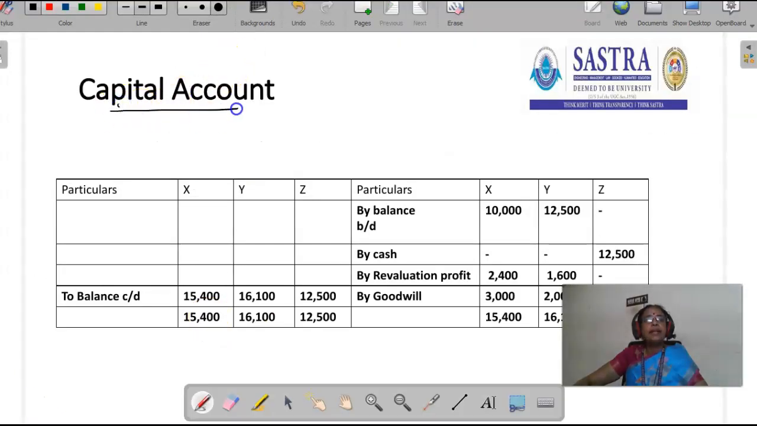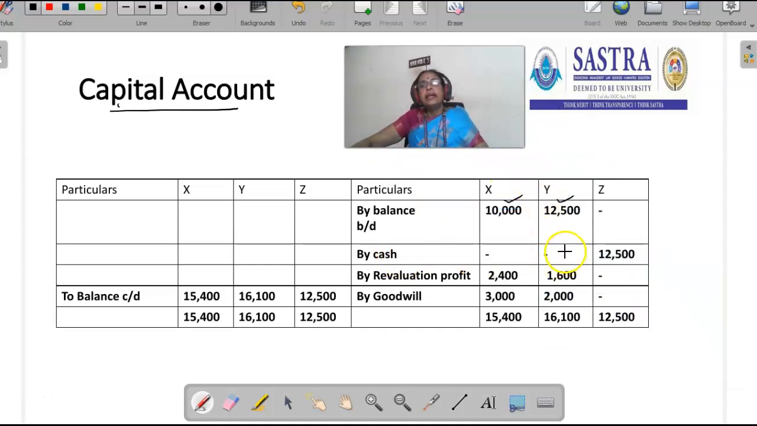The next account is capital account. By balance brought down, X 10,000 rupees, Y 12,500. Z brought cash for capital 12,500. Total cash he brought is 12,500 for capital, 5,000 for goodwill. So that is distributed among the old partners in their sacrificing ratio, that is 3,000 and 2,000. For capital purpose, he brings cash for 12,500, that should be written here. Then by revaluation profit 2,400, 1,600.